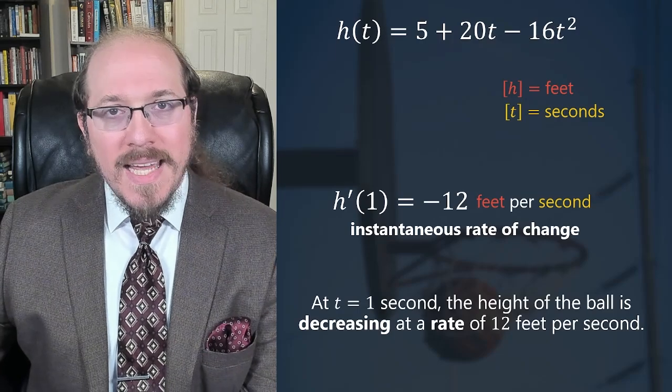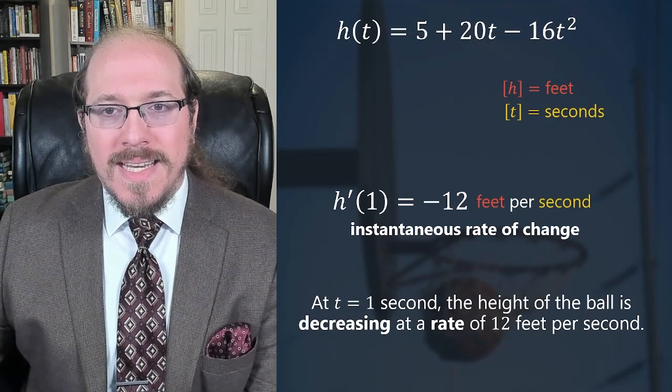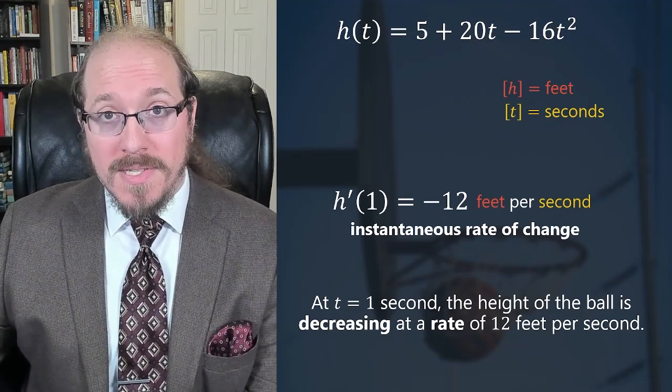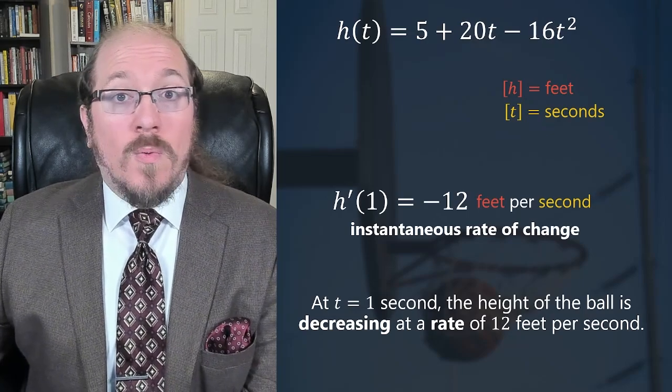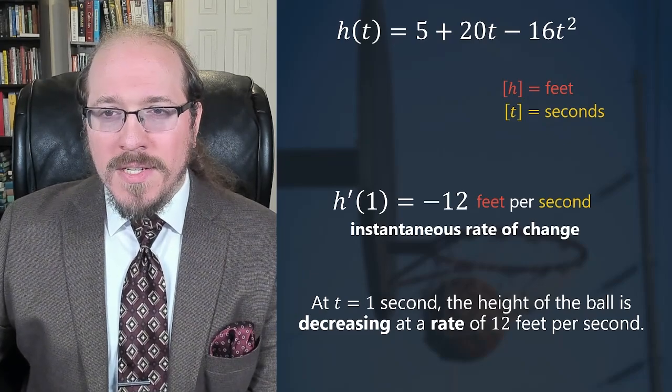That says that at t equals 1 second, at that exact moment in time, the height of the ball is decreasing at a rate of 12 feet per second. So that's another way we can think of the derivative, as an instantaneous rate of change. But in situations where a rate of change doesn't make sense, like our calories example earlier, you can always fall back on the idea of sensitivity. A small nudge in one variable is linked to a small nudge in another variable. Both rates and sensitivity encompass the derivative and what calculus is really all about: quantifying change.